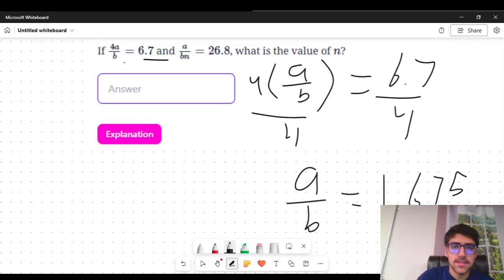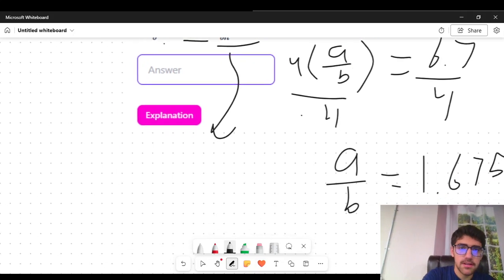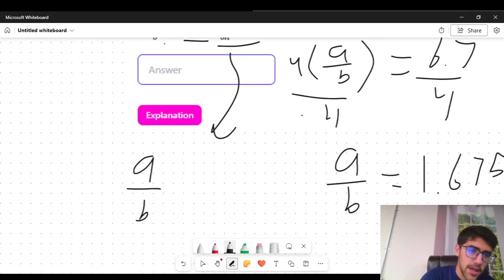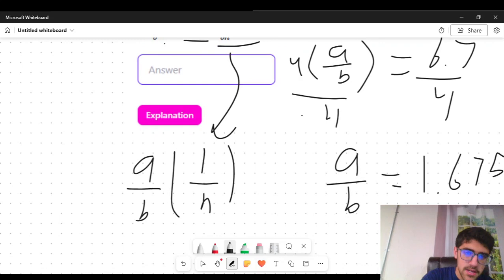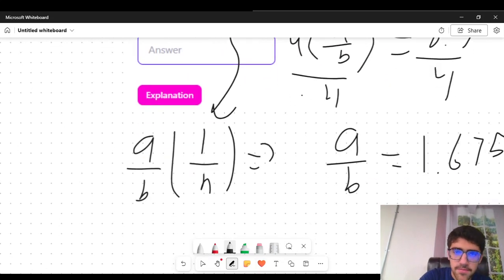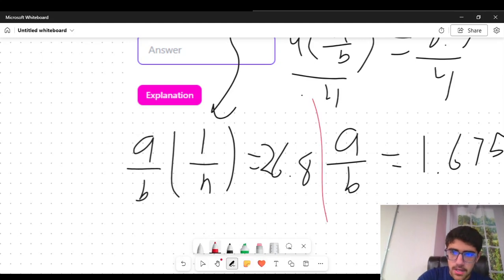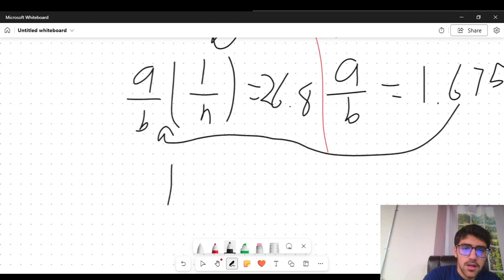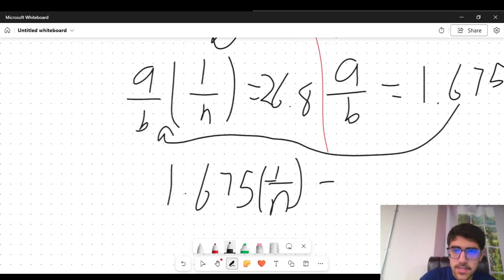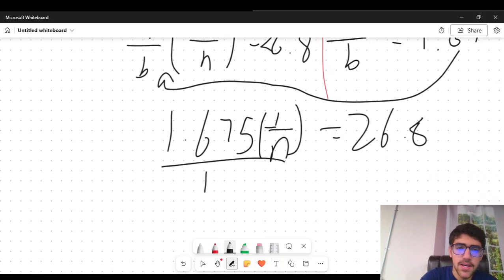From there, I can plug it into the 26.8 equation, and to make it clearer, I can factor out a over b times 1 over n is equal to 26.8. Then I'm just going to plug in 1.675 for a over b. So 1.675 times 1 over n is equal to 26.8. From there, I can just divide both sides by 1.675. I'm trying to get the term with the n to be alone, isolated.